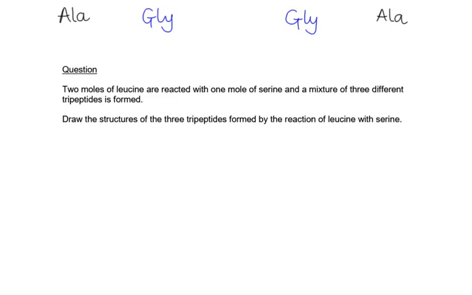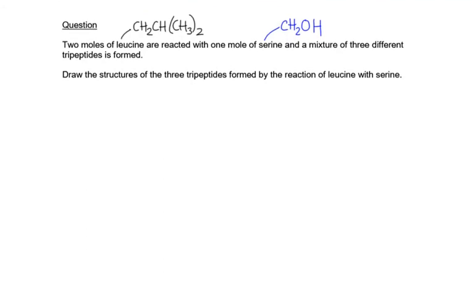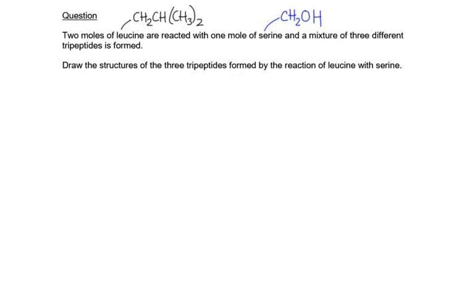So in this example we've got 2 moles of leucine and 1 mole of serine. So again we can use our data sheet, but leucine is where our R group goes CH2, CH bracket CH3 twice, and serine is where our R group goes CH2OH. You can actually make 3 tripeptides. So have a go and see if you can draw out the 3 different tripeptides you would get if you have 2 leucines and only 1 serine.